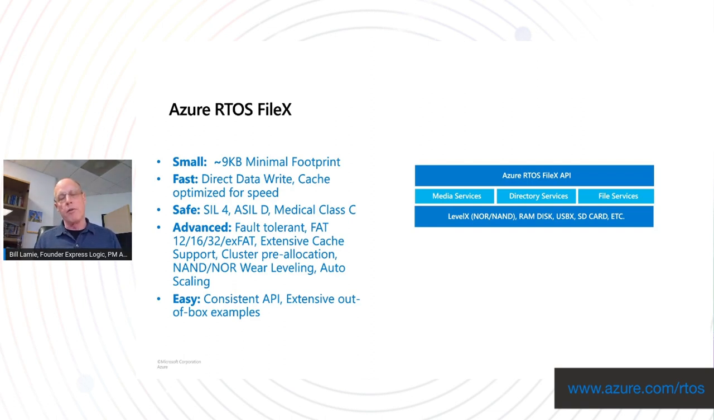We have extensive performance advantages in FileX. We have a bunch of different caches for FAT entry tables, logical sectors, even directory entries. So depending on how much memory you have, you can get a lot more performance out of the file system. We have the ability to do a pre-allocation of clusters. And we also have an add-on component to FileX called LevelX, which is a flash wear leveling technology, and that operates on NOR and NAND flash parts. And again, FileX auto scales, so only what you use as the file system comes into the image.